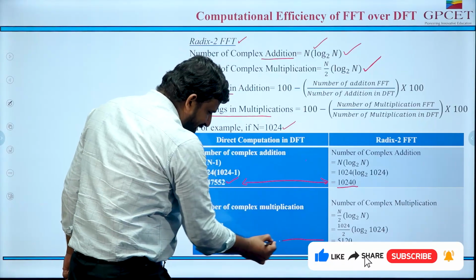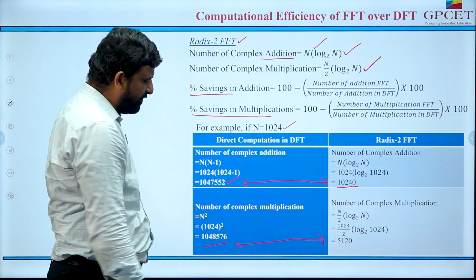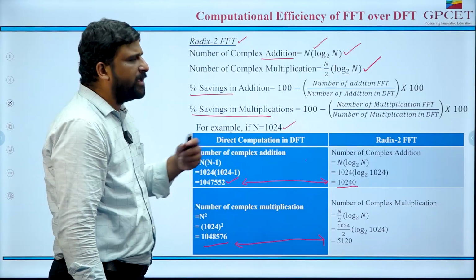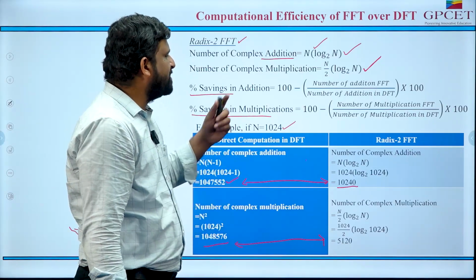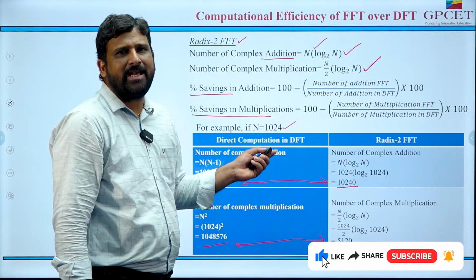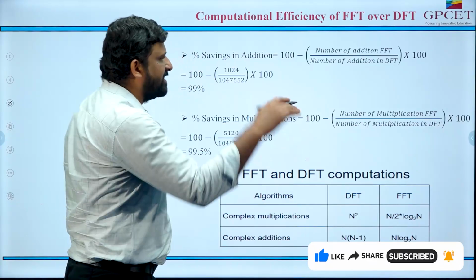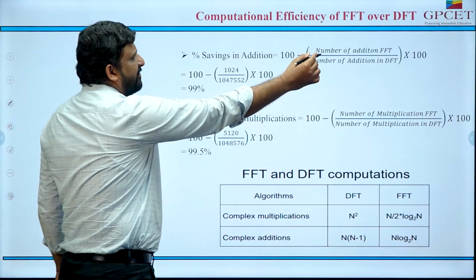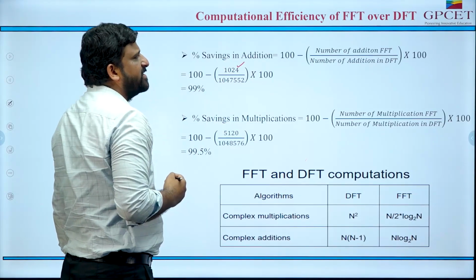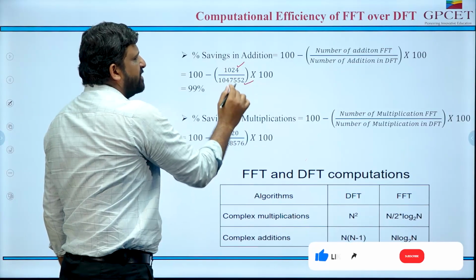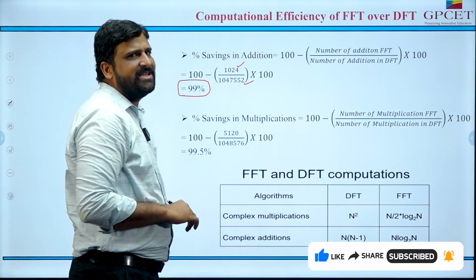Similarly, if I see the complex multiplication in the FFT, you can see that is 5120, and here DFT is 1048576. With this tabular column, you will get clarity about how many complex additions and complex multiplications happen in both the DFT and FFT. So we will see how much saving has happened. For the same number, see the number of additions in FFT divided by the number of additions in DFT. We have seen in the previous table that the number of additions in the FFT is 10240 and in the DFT is 1047552. So by solving this, 99% saving in addition has happened.